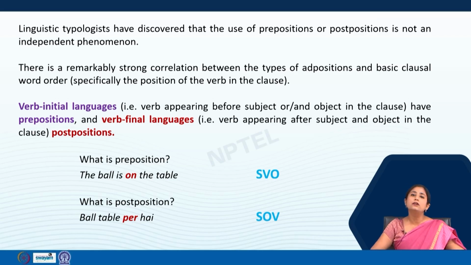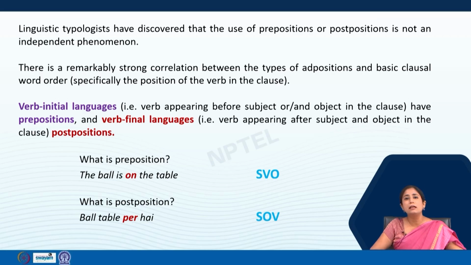Now looking at the word order, we can guess whether the language will have preposition or postposition. We also know that prepositions or postpositions are not independent phenomena. They are largely based on the word order of a sentence. Now you might wonder why I am saying that Hindi is SOV or English is SVO. Because we can at times also change the word orders, and in Indian languages we can do it a lot. So I can also say table par hai ball or something like that.